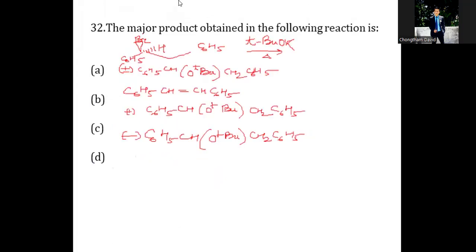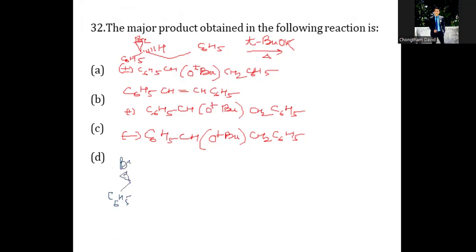Question number 32. The major product obtained in the following reaction is? Remember, elimination reaction will be highly favored if a bulkier base is used. That is point number 1. Point number 2, higher the temperature. So in this reaction, bimolecular elimination will provide your major product. So let us see which is the product. According to the given criteria, let us rewrite this reaction.